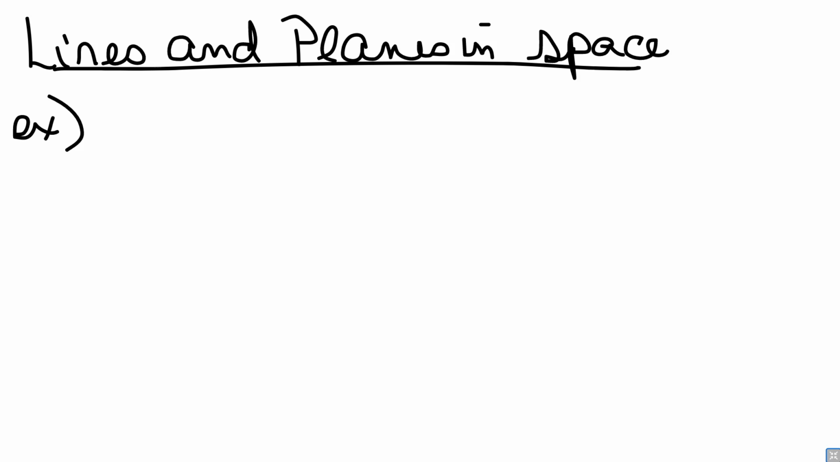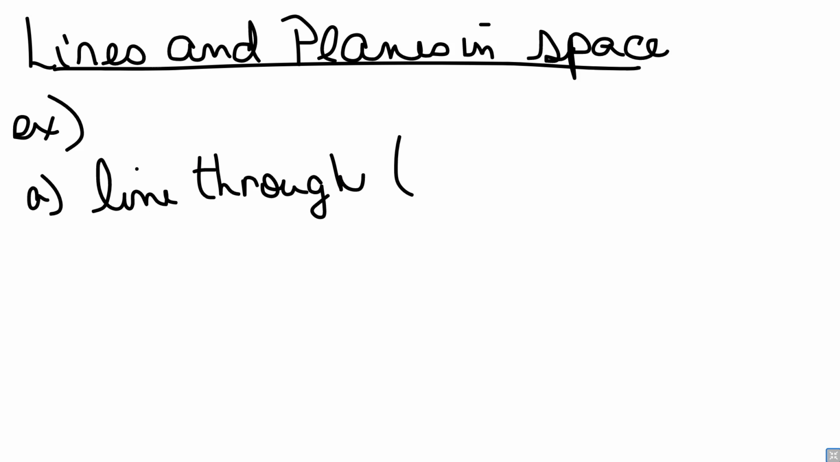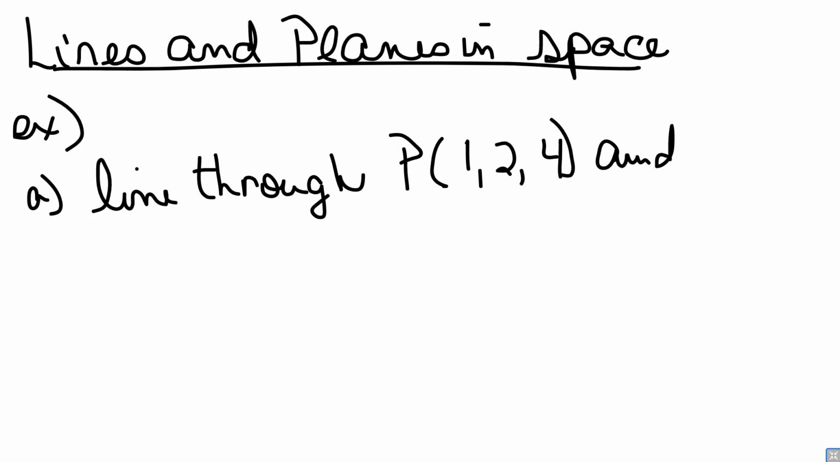Okay, so for the first one, we're told that it's a line through a point. Let me back up a little bit, I got ahead of myself on writing. So we've got a point P, which is defined as 1, 2, 4, and a point Q, which is defined as -1, 0, 1.